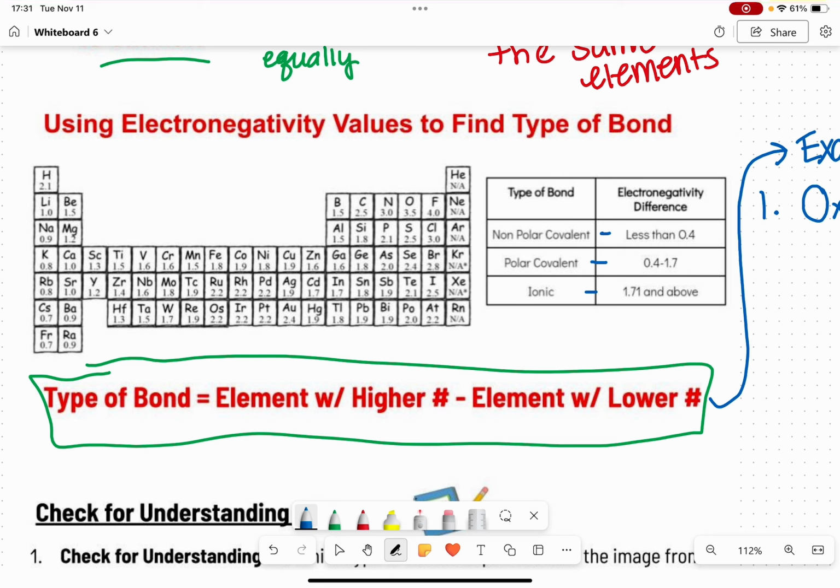So nonpolar covalent, the number is pretty small because they have equal share. Polar covalent, the answer would be a little bit bigger than nonpolar covalent because they still share, but one has more attraction. And ionic is a really high number, a really big difference, because you're just transferring electrons. And the equation you're going to follow is element with higher number minus element with the lower number. It's just easier to remember than the absolute value, which would be the same equation.